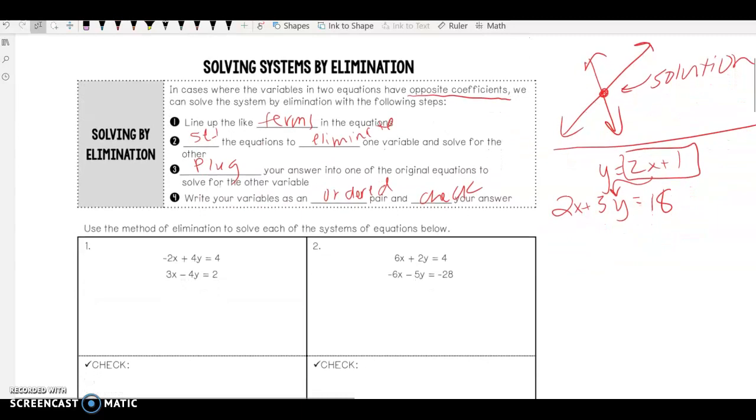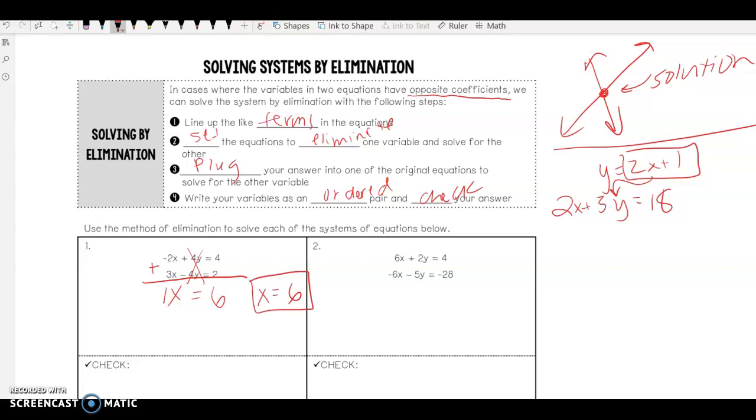So hear me out. What they're saying is line up like terms. So here we have our x's and our y's all lined up together. What you're going to do is put a plus sign here and a bar. We set it up so that something eliminates. Well, if I do negative 2x plus 3x going up and down, I have 1x. You'll see that this 4y and negative 4y, those eliminate. So I get 1x equals 4 plus 2 is 6, which means x equals 6.